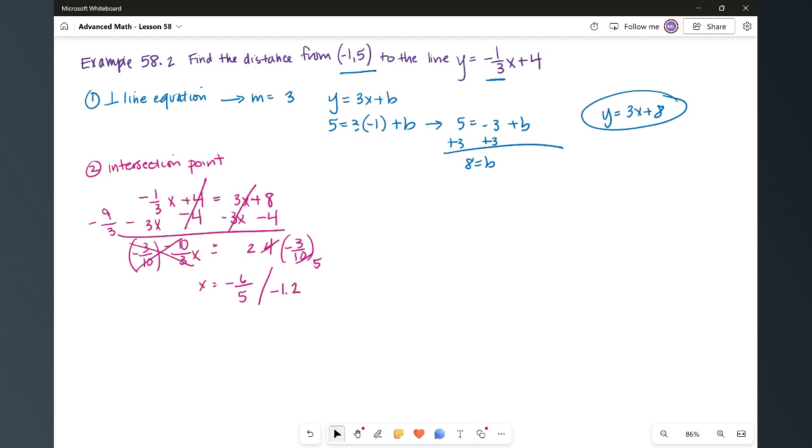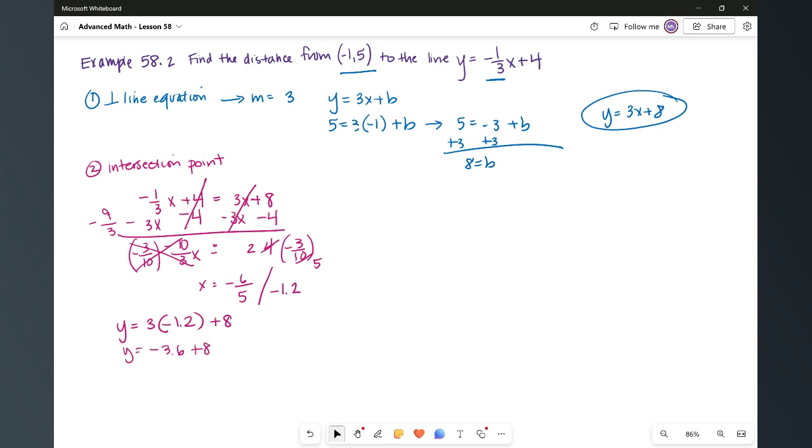Now we need to find the y point. To do that, I'm going to plug it back into one of these equations. I like to do the one without the fraction. So I'm going to go with y equals 3 times my x, negative 1.2, plus 8. This is going to be negative 3.6, I believe. Did I do that right? I think so.